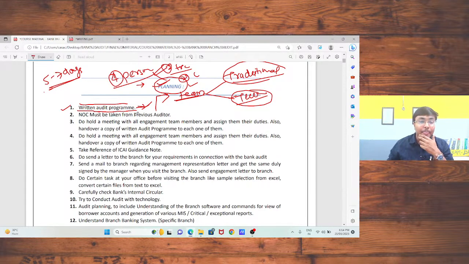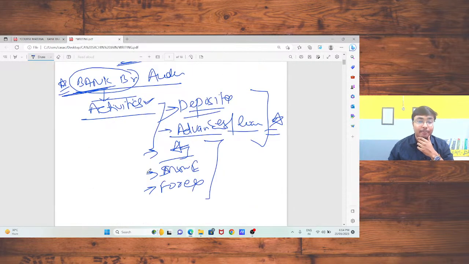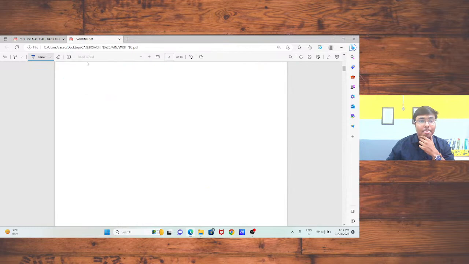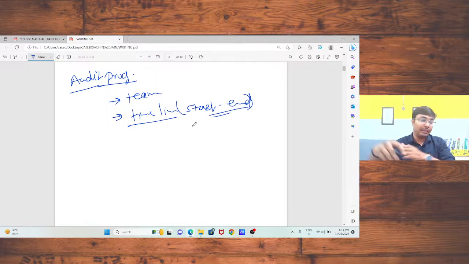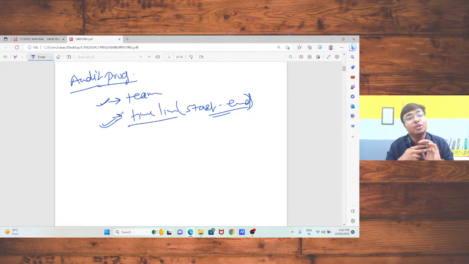Okay sir, then you need to mention the timeline. I am just preparing the audit program here so that it will be more convenient. First thing, we need to decide our team. Another thing, we need to decide the timeline in which we need to complete the bank branch audit, that is our start date and our end date, so that the program will be specific and we can think in a specific way. So first, we need a team. Second, we should decide the timeline. The team is decided, the timeline is decided.